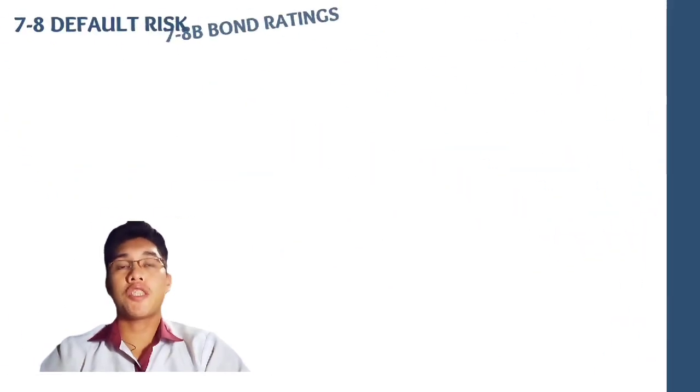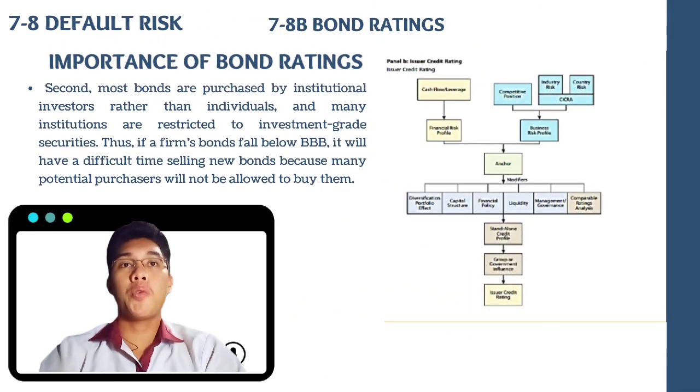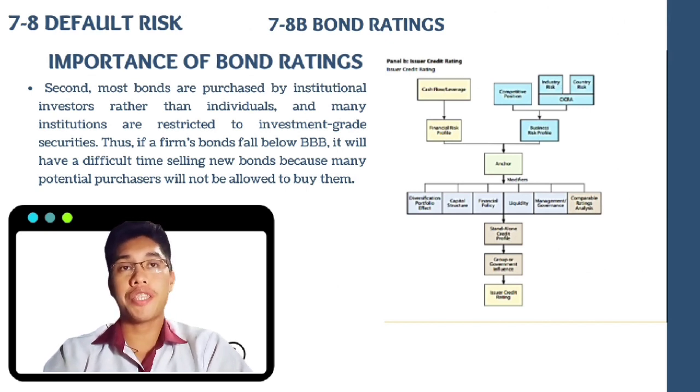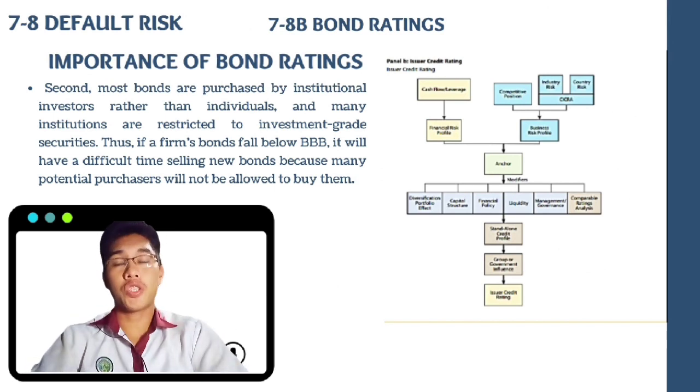The second importance of the bond rating: most bonds are purchased by institutional investors rather than individuals, and many institutions are restricted to investment-grade securities. Thus, if a firm's bonds fall below triple B, it will have a difficult time selling new bonds because many potential purchasers will not be allowed to buy them. For the given structure above, this is panel B.